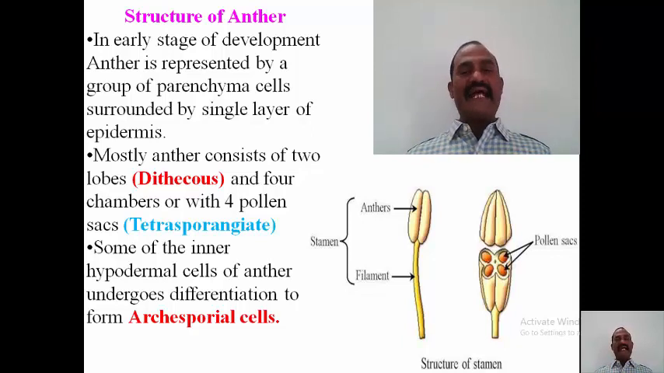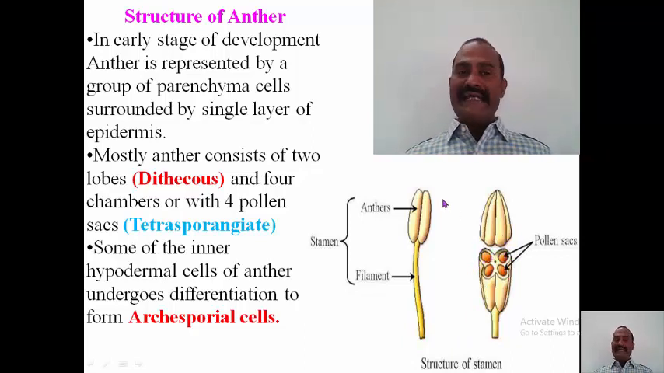Mostly, the anthers in angiosperms are represented by 2 lobes. Here you can see there are 2 lobes, and such anthers are called dithecous. Theca means lobe; 2 lobes are there, so they are called dithecous. But histologically, within these, 4 pollen sacs, 4 sporangia, are present, and that is why they are called tetrasporangiate. Here you can see in the transverse section, 4 pollen sacs.